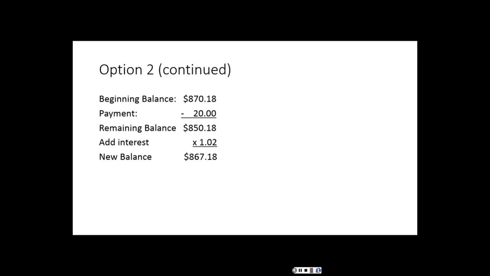The next month, you start with the $870.18. That was our new balance. Pay your 20, see what you have left, add 2% interest, and there's our new balance. So that's 3 months in. We want to do this 2 more times. Here's my new balance.